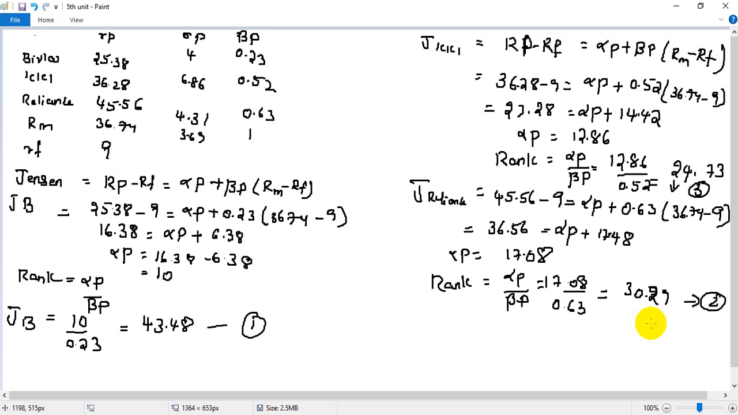Roman numbers also you can rank. This is how you are supposed to rank. I hope it is clear. This is a little bit bigger problem, a bigger formula than your Sharpe and what we call Treynor. This is the formula, guys.